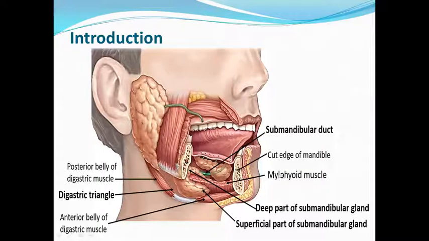is indented by the posterior border of the mylohyoid muscle. This is the anterior border of the mylohyoid muscle, this is the posterior border. So this posterior border of the mylohyoid muscle indents the submandibular salivary gland, dividing it into two parts: the larger one, the superficial part of the submandibular gland, and the deeper or smaller part. This gland opens through the submandibular duct, called Wharton's duct, which will be discussed further in a different slide.